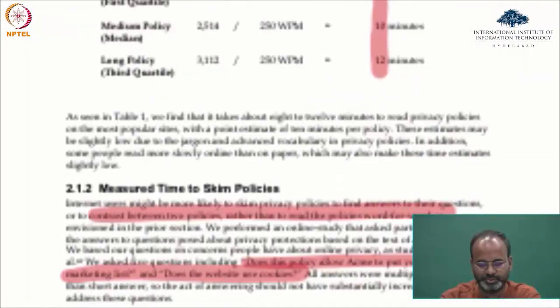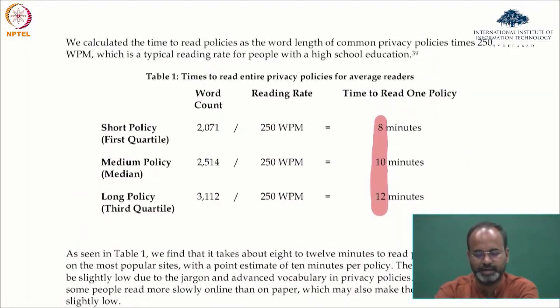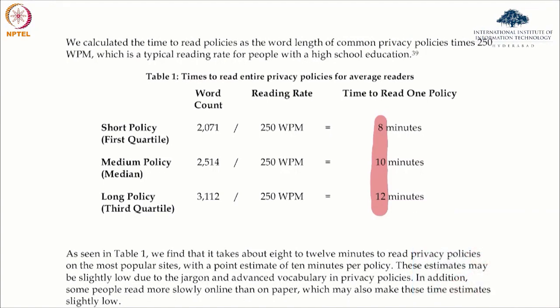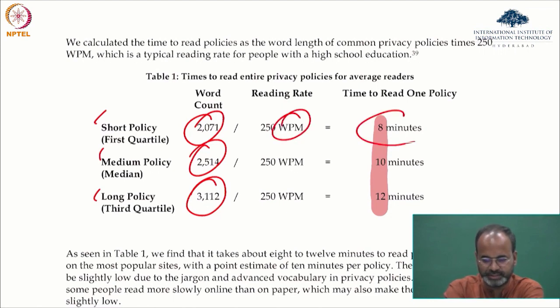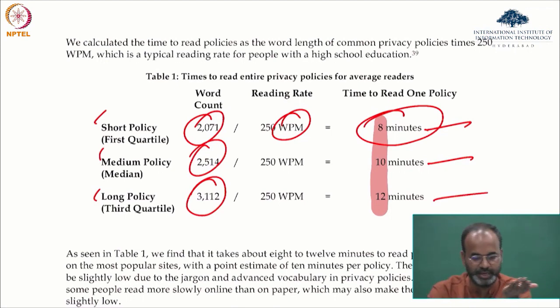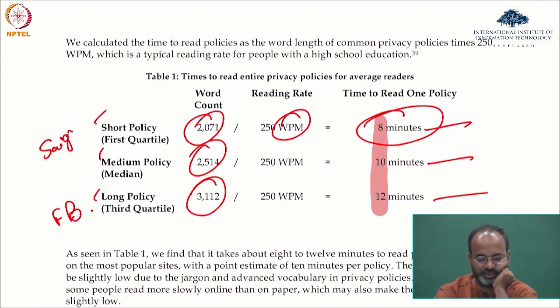I'll show you some of the tables which would help you to understand. So this one, if you see, is the time to read the entire privacy policies for average readers. They classified this into short policy, medium policy, and a long policy, right? So this is 2,000 words, 2,500 words, 3,000 words. This is words per minute. So the time to read one policy is about 8 minutes, 10 minutes, and 12 minutes. So I can clearly see this, right? The long policy could be the Facebook type one. Short policies could be the Swiggy type ones that we saw.